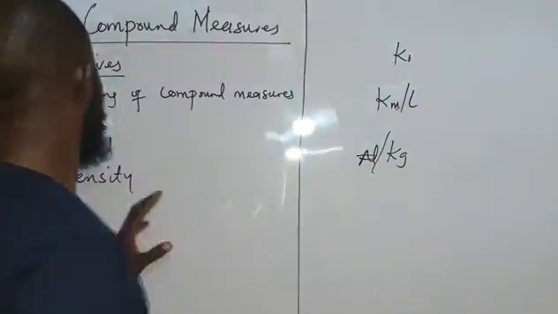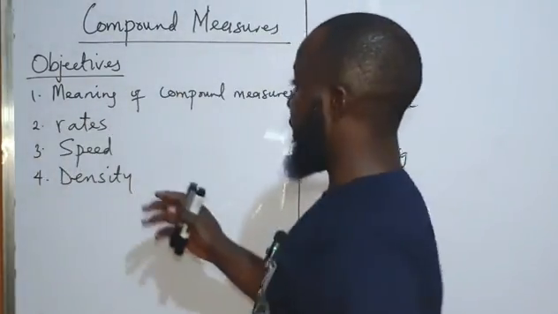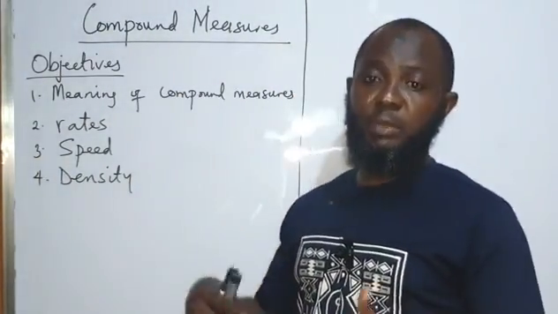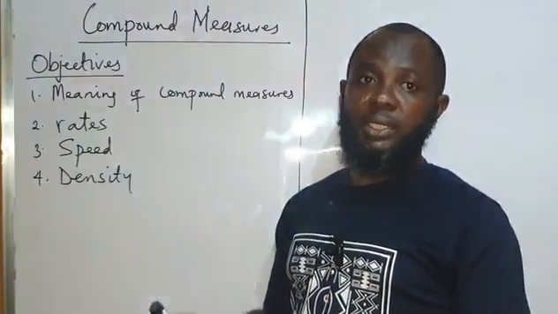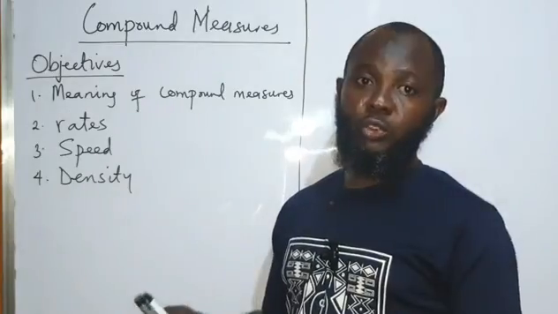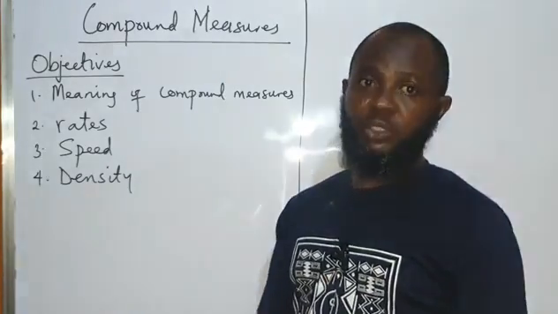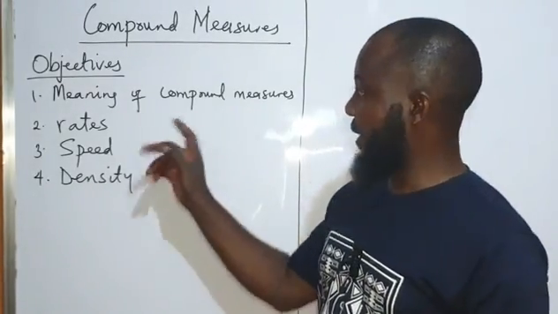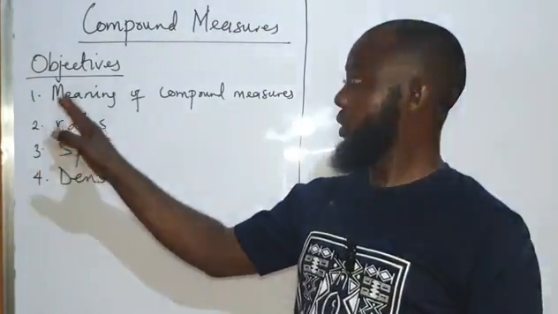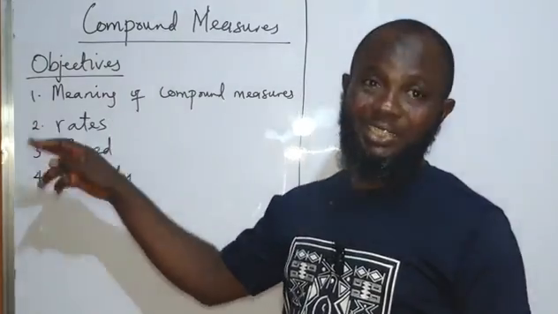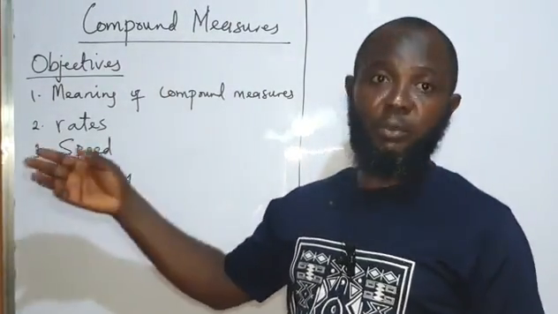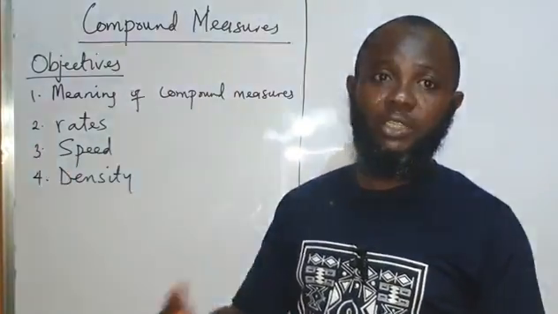So under this topic, we'll be looking at the meaning of compound measures. That is a measure that combines two or more units together to find out the relation between the two of them. Under that, we'll be looking at rates, which is compound measures also referred to as rates. Sometimes when you hear compound measures, they always refer to rates of something.